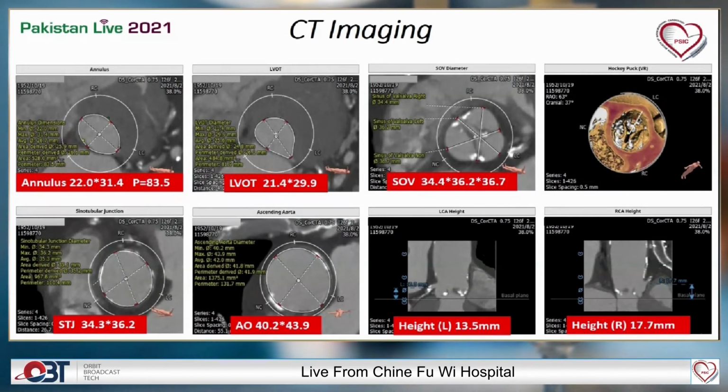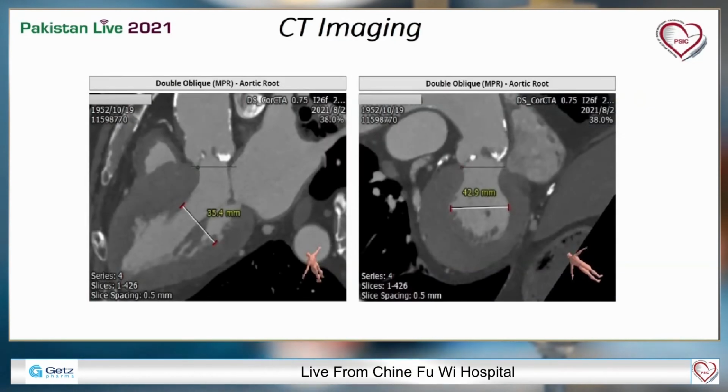The three sinuses are big enough. The sinotubular junction is about 34 by 36. The ascending aorta is 40 by 40. Also, the orifices of the left and right coronary arteries are more than 10 millimeters. It's okay.